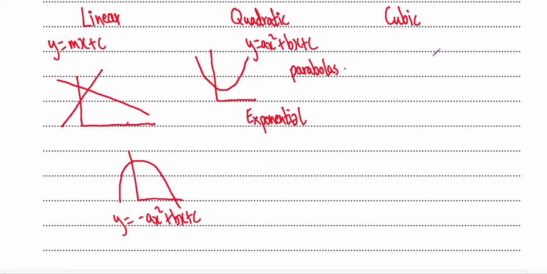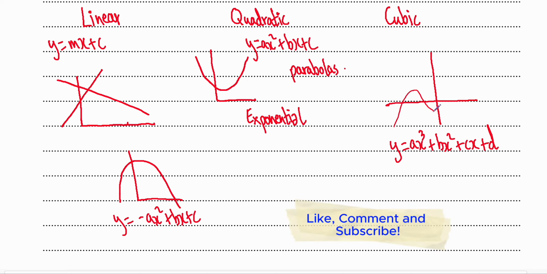Cubic looks something like this. So these are equations of the form, you probably guessed this by now, y is equal to ax cubed. By the way, a, m, c, b, all of these are just constants, just random numbers. So ax cubed plus bx squared plus cx plus d. And these look something like this. So it goes up, goes to a maximum point, comes down, goes to a minimum point, and then goes back up. So that's a cubic.